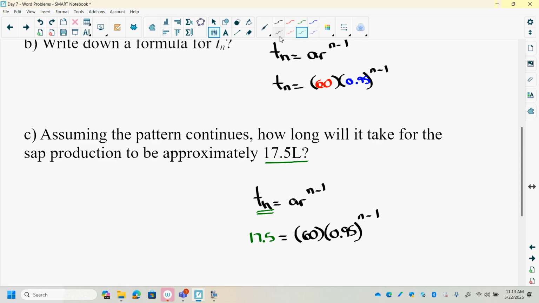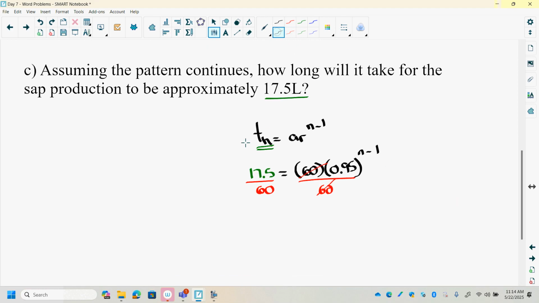What's the move? Multiply those together, call it 57 to the power of n minus 1? No. Divide both sides by 60. 17.5 divided by 60. Anyone? 0.2916 repeating, right?